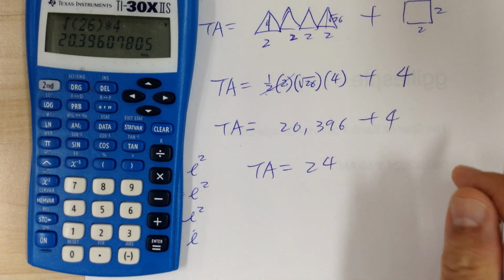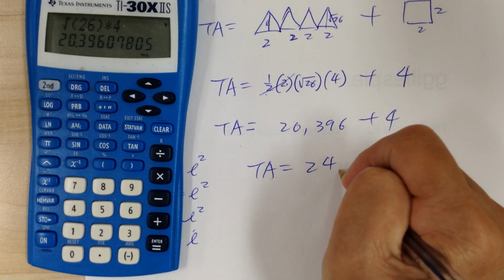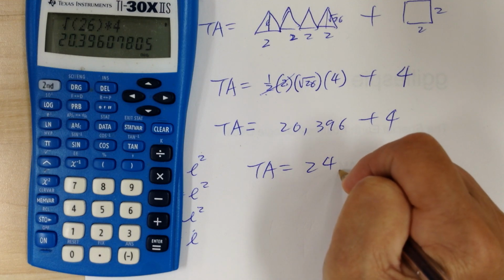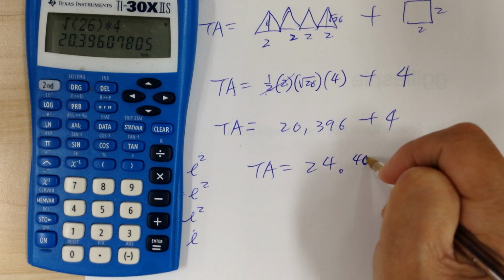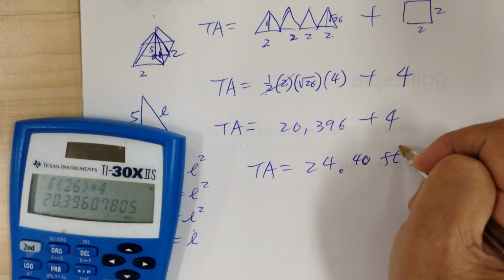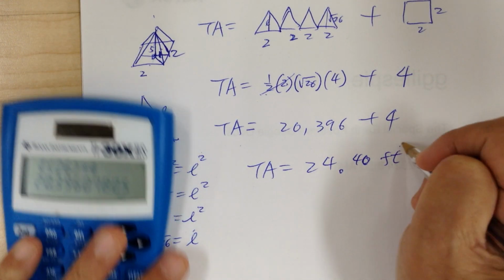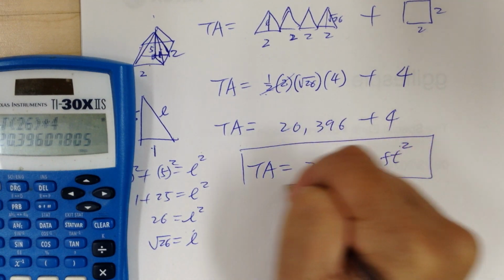So TA equals 24. You add this together and round it off to 2 decimal places, as the problem asks. It would be 24.40, and the label would be square feet.